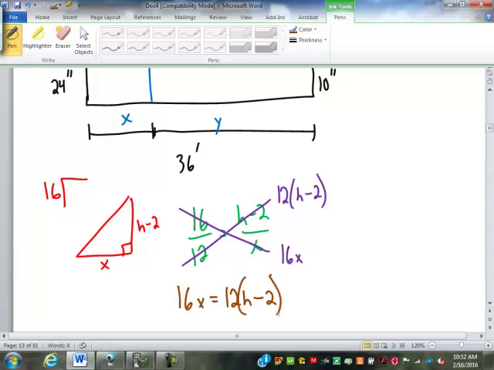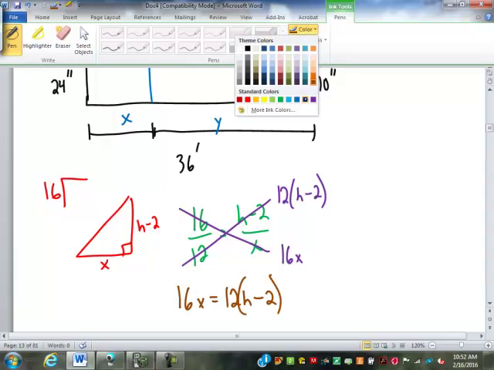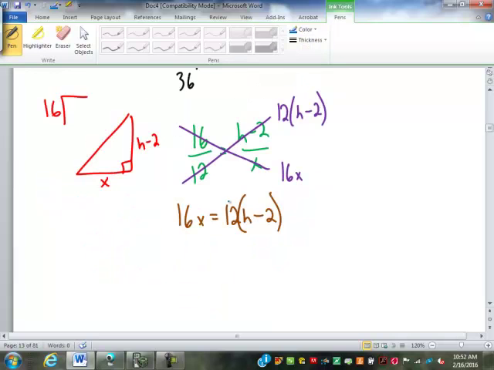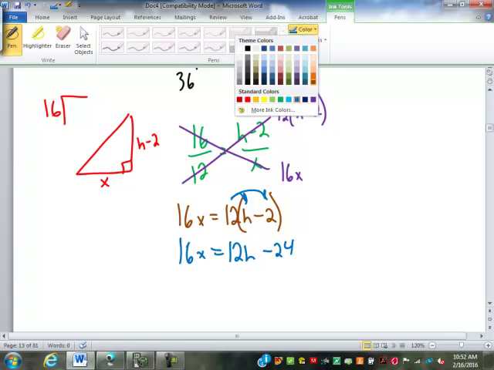Now, of course, we need to do a little work here. I have to distribute my 12. 12 times H is 12H. 12 times negative 2 is a negative 24. So 16X equals 12H minus 24.